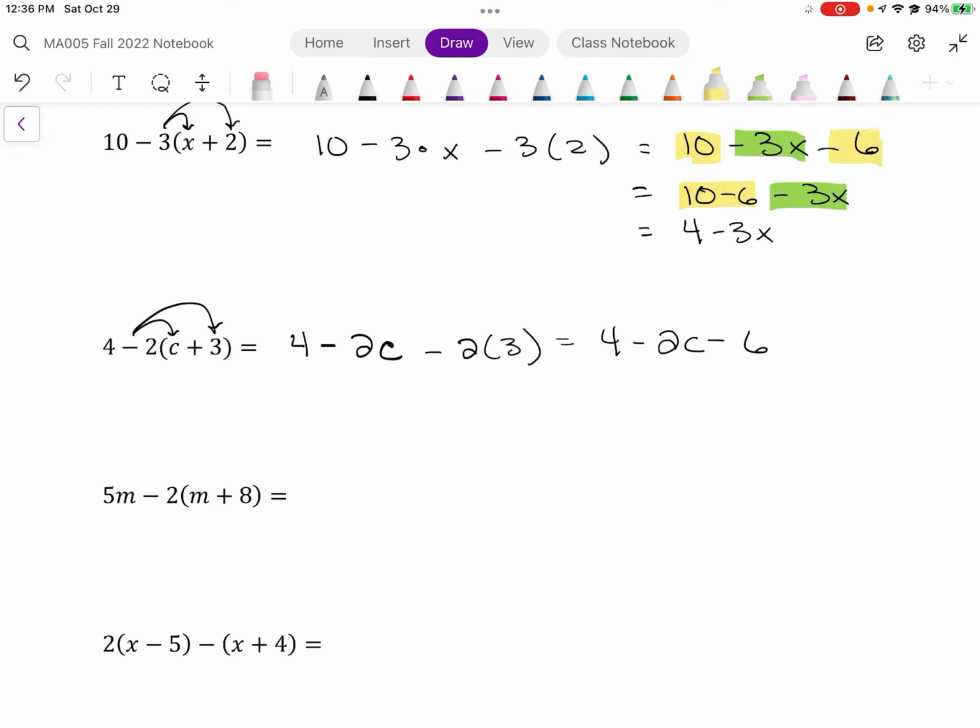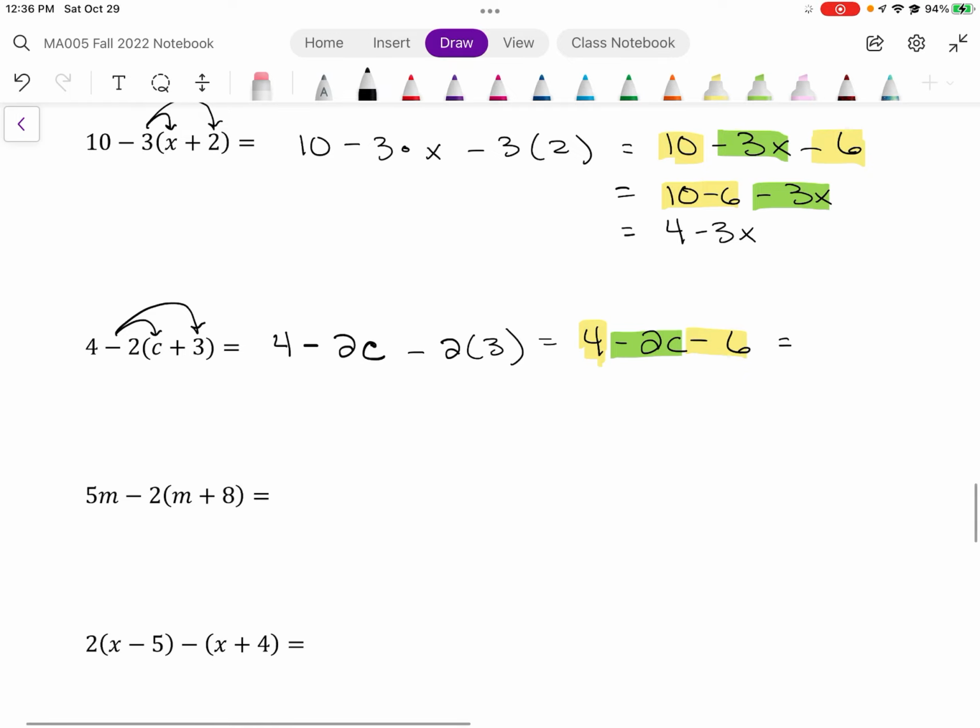All right, so where are my like terms? I've got 4 and minus 6, and then I've got minus 2c. All right, so let's rewrite this as 4 minus 6 minus 2c. And all I did was I rearranged to put the like terms together and then the unlike term on its own. All right, so I end up with 4 minus 6 is negative 2 minus 2c.